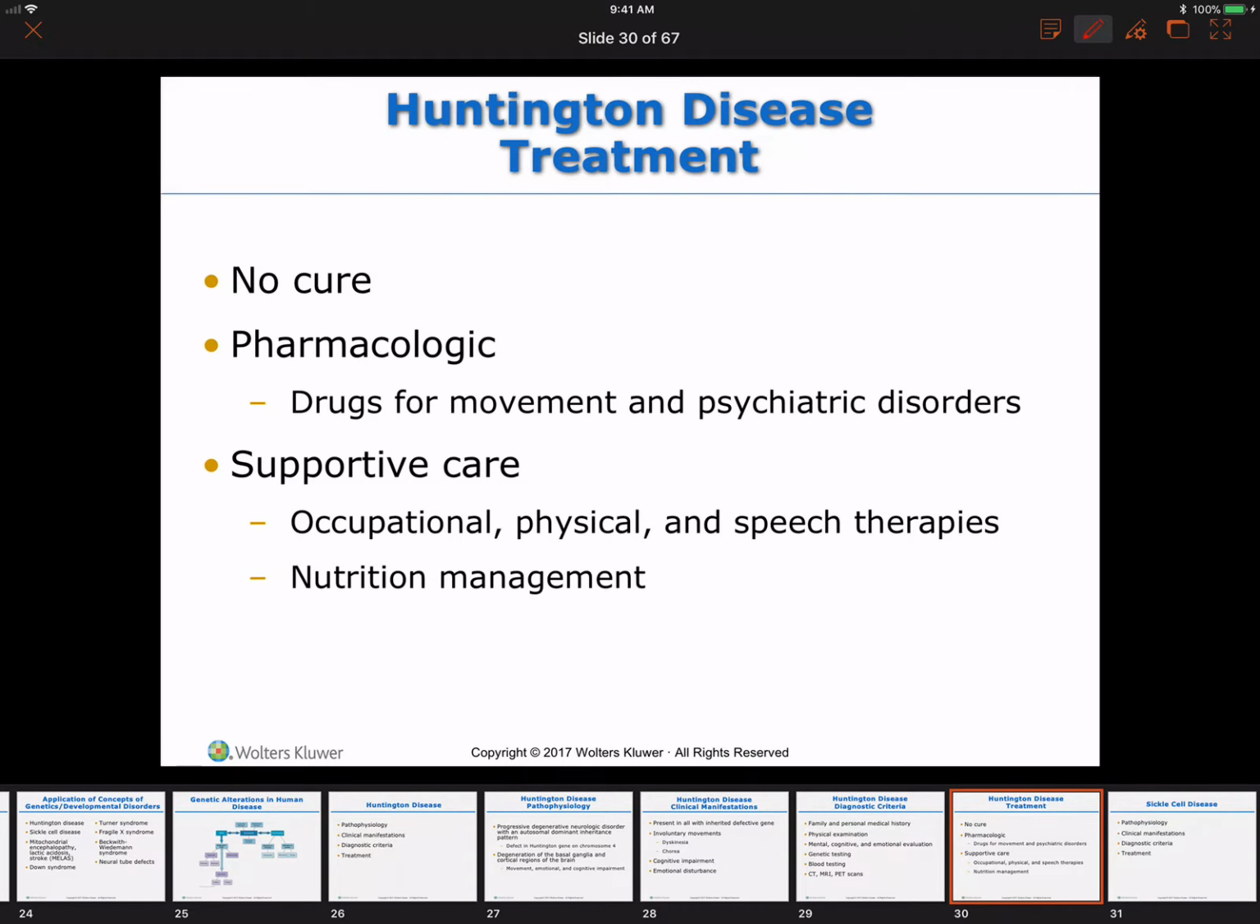There's really no cure for Huntington's disease. There are some drugs that could help skeletal muscle movement, as well as all the psychiatric complaints for the patient, and a lot of supportive care.